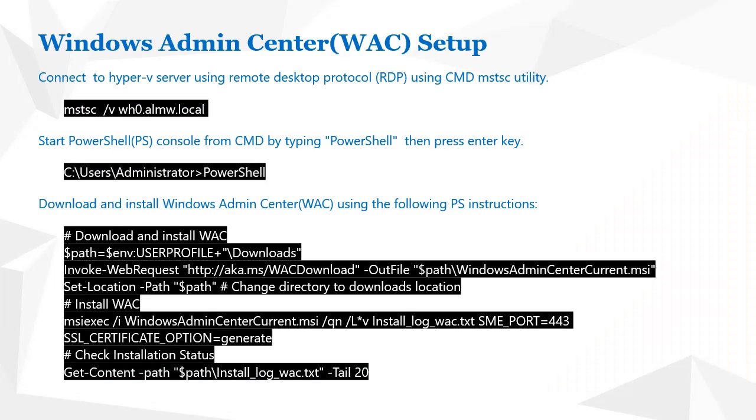Connect to Hyper-V server using remote desktop protocol. Then start PowerShell console by typing PowerShell on command prompt console, CMD, then press enter key. Download and install Windows Admin Center using PowerShell instructions on the slide.